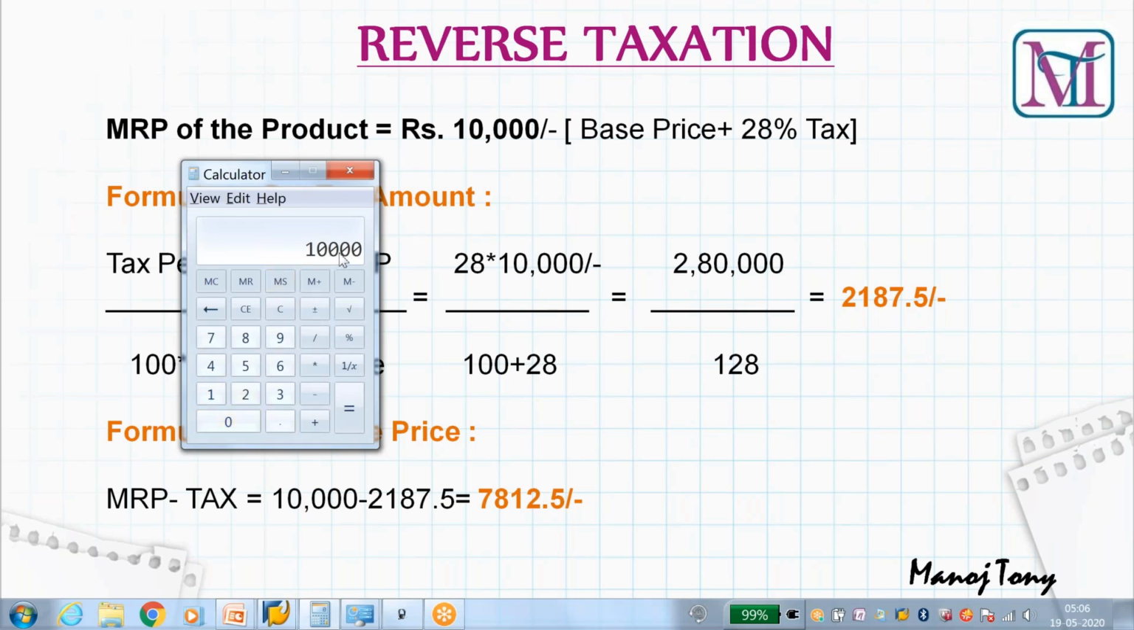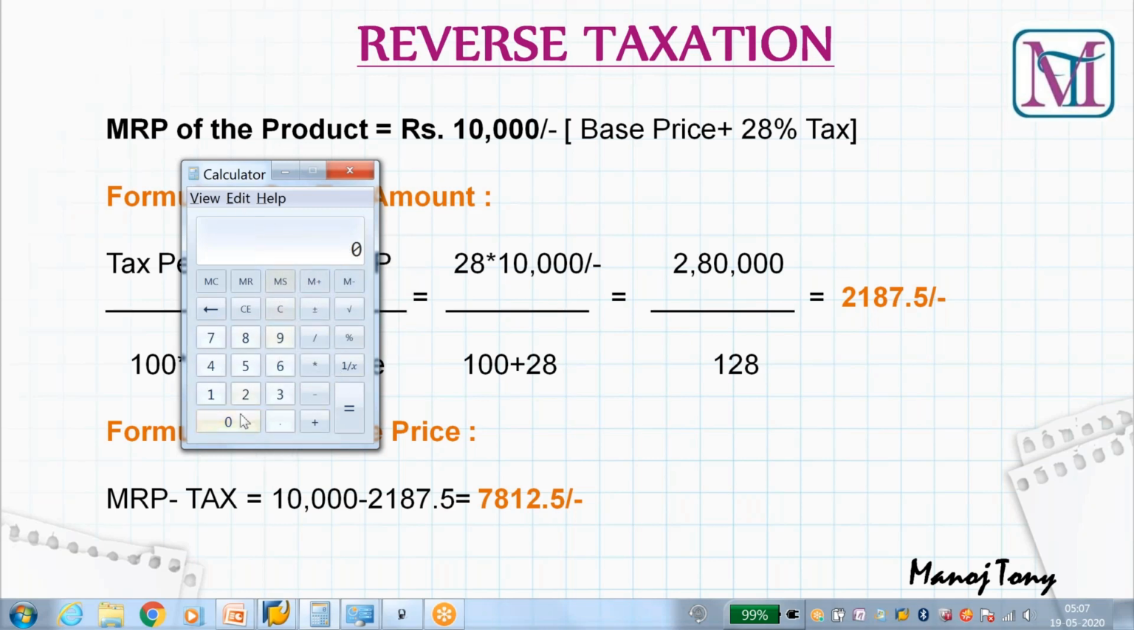So here maximum retail price is 10,000 minus 2,187.5 equal to 7812.5. So once again we have to cross check. Your base price plus tax would be your MRP, that is 10,000. So I will add tax to 7812.5. Correct, it is coming 10,000 which is my MRP.